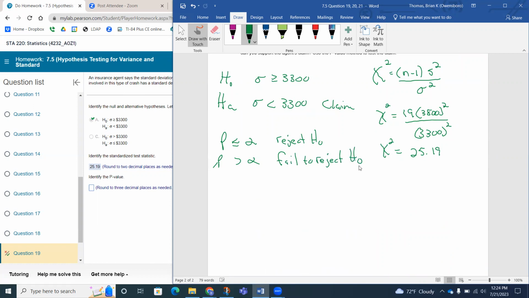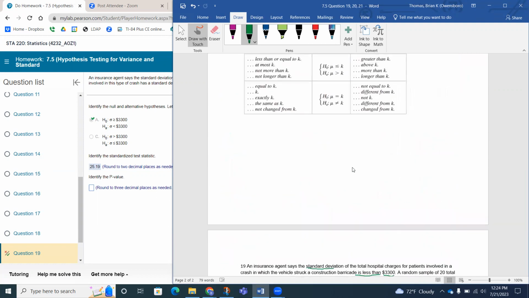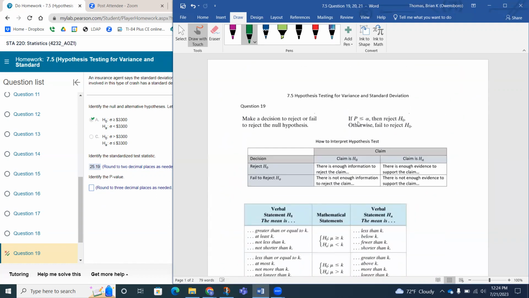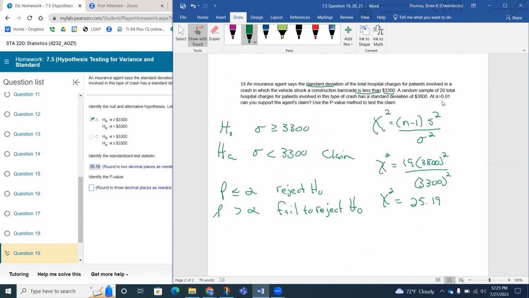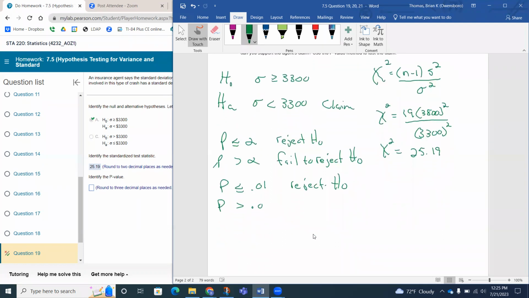Okay. So that's the level of significance here. So again, if the p-value is less than or equal to alpha, we're going to reject H0. In our problem right here, the level of significance was 0.01. So if the p-value is less than or equal to 0.01, we're going to reject H0. And if the p-value is greater than 0.01, we're going to fail to reject H0.